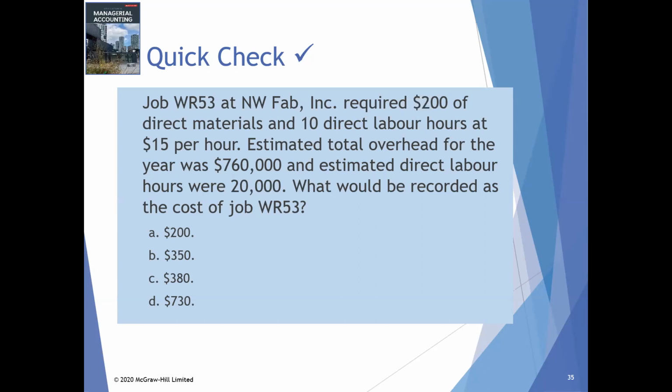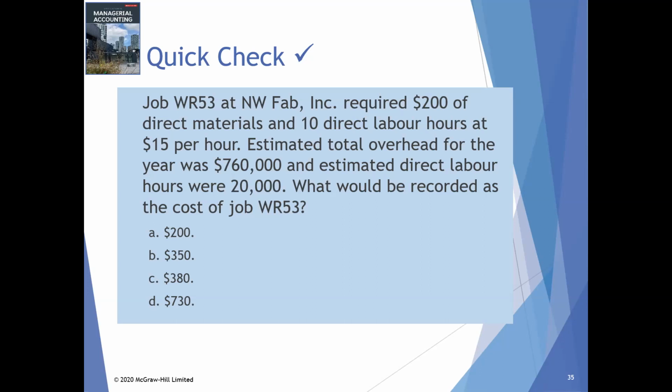Now how to calculate this one? I'm going to explain how to calculate. We are going to calculate the total cost. As we calculated, direct labor plus direct material plus overhead, the three things that we add will be the total cost. Here $200 is direct material, which is already given. So 200 plus 10 direct labor hours at the rate of 15, so 10 times 15 is 150. 200 plus 150, so 350 is what we calculated.